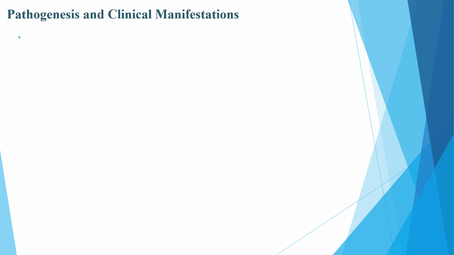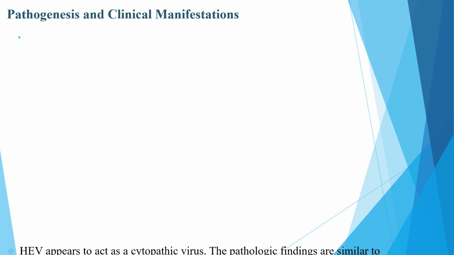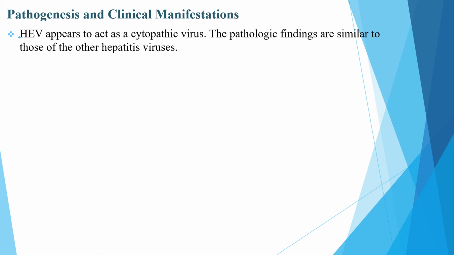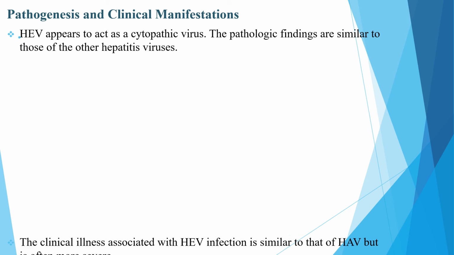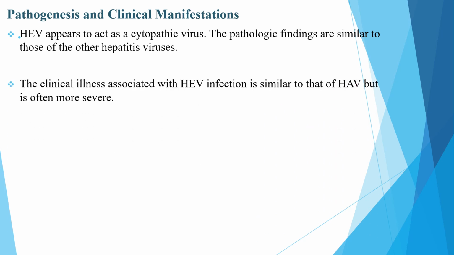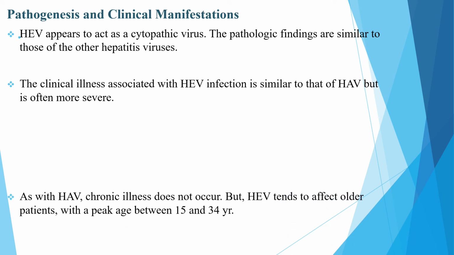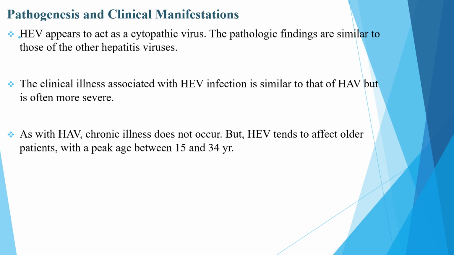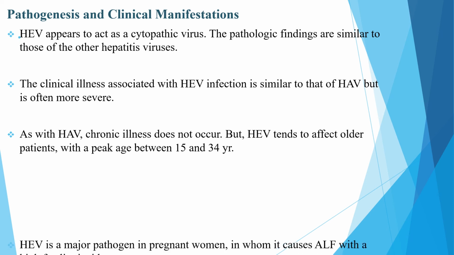When we look at the pathogenesis and the clinical manifestation of hepatitis E virus, hepatitis E virus appears to act as a cytopathic virus, and the pathologic findings are similar to those of the other hepatitis viruses. The clinical illness associated with hepatitis E virus infection is similar to that of hepatitis A virus, but it is often more severe. As with hepatitis A virus, chronic illness does not occur, but hepatitis E virus tends to affect older patients with a peak age between 50 to 34 years.